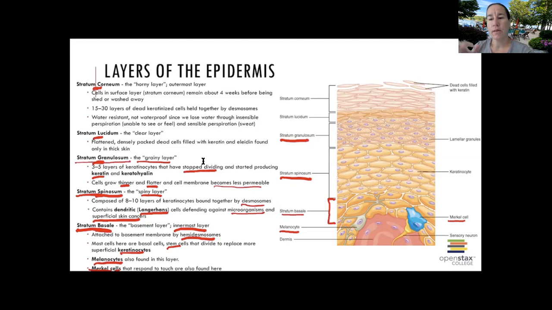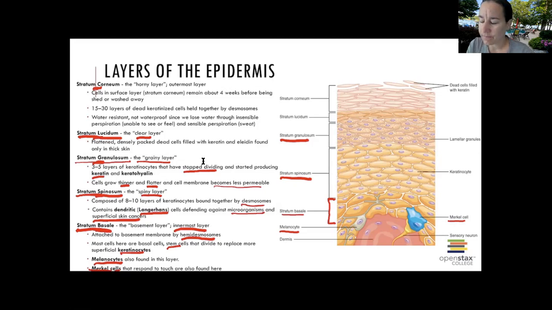Then if you are on the palms of the hand, the soles of the feet, you are going to have the stratum lucidum. So in the thick skin, we have this layer, stratum lucidum, and lucidum means clear, the clear layer. And so these are clear because it has a substance in there, eleidin, and it's a protein, and it kind of gives it that clear appearance. It helps with our water barrier.